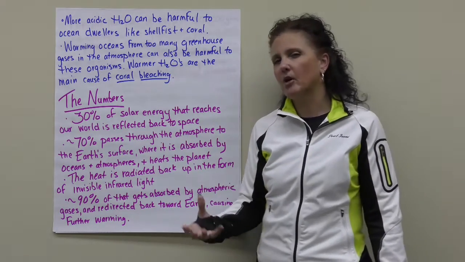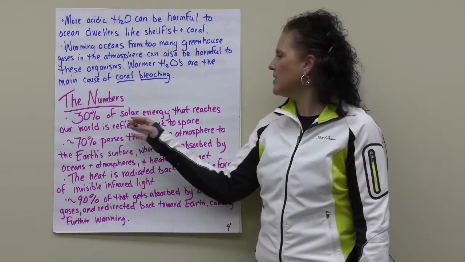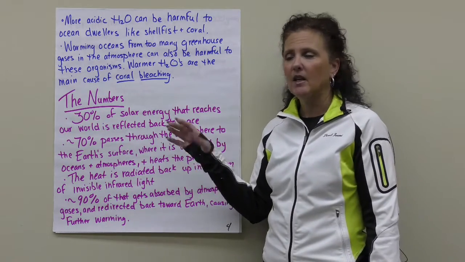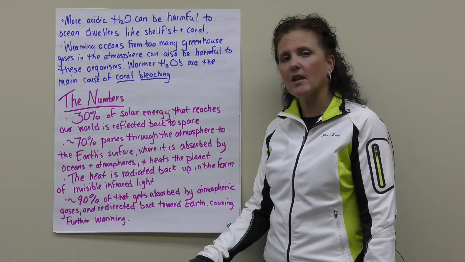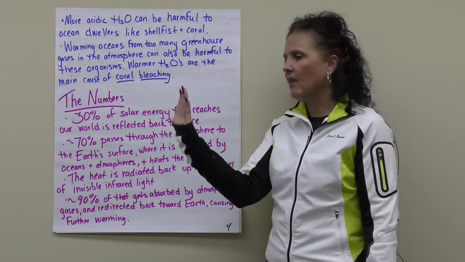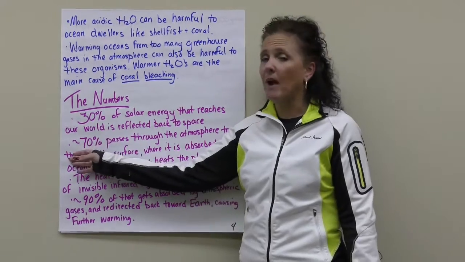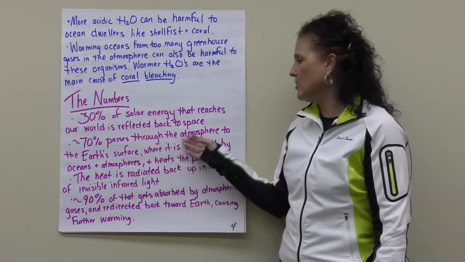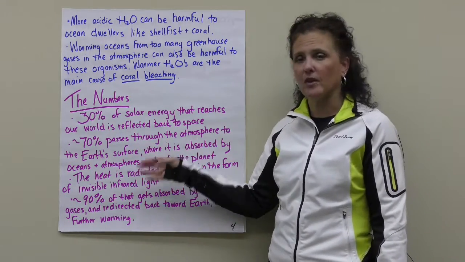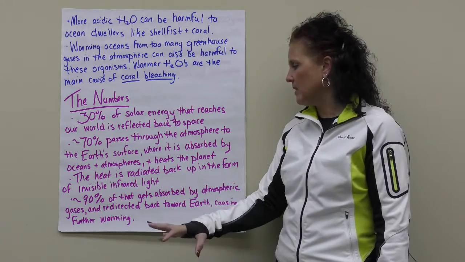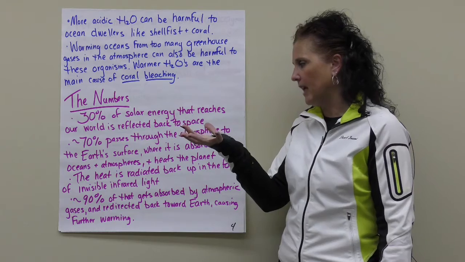Let's look at a few numbers and statistics. 30% of the solar energy that reaches our world is reflected back into space. So we have 100% of the sunlight coming down, and 30% of that's going to go back out into outer space. That leaves us with about 70% that passes through our atmosphere to the Earth's surface, right? It comes all the way down. It's absorbed by the oceans and the atmosphere, and that's going to heat up the planet.